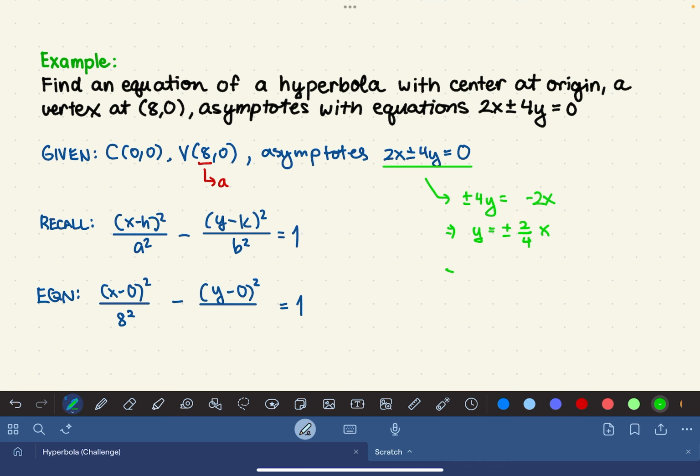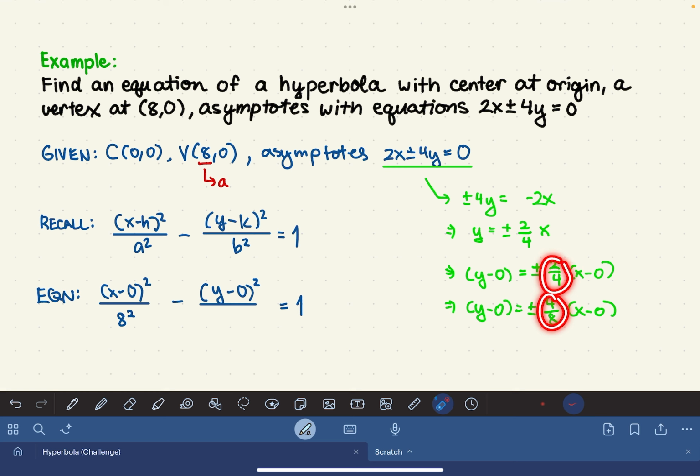Take note that we can express this further as y minus 0 equal to plus minus 2 over 4 times x minus 0. But recall here that in the formula, this here represents the denominator of the y variable. In this case, that would be b. So this one must be equal to b, and 4 out here must be equal to 8. But our a is given by 8. So how do we match that one? You guessed it, we simply just write 2 over 4 as 4 over 8.